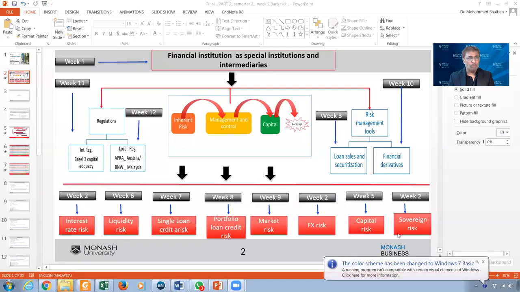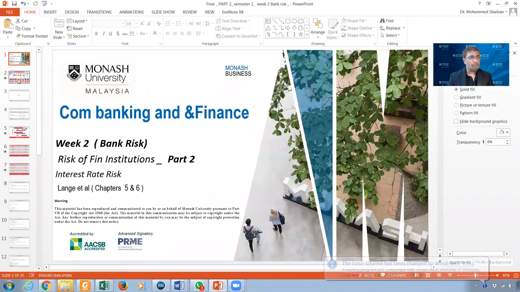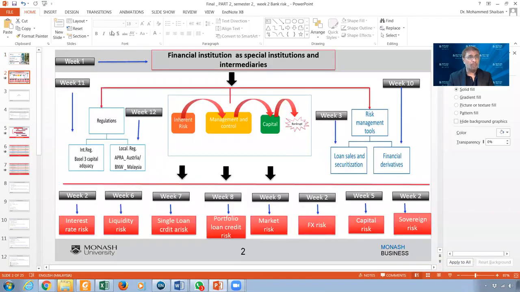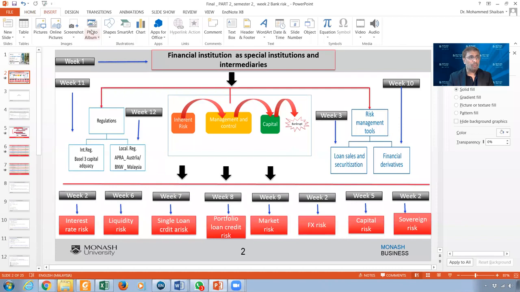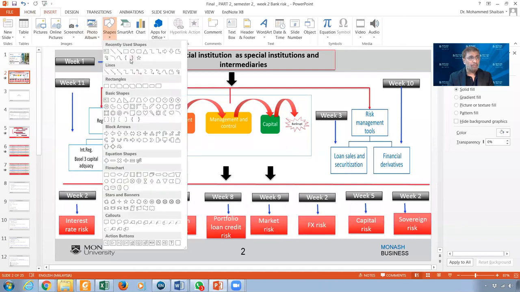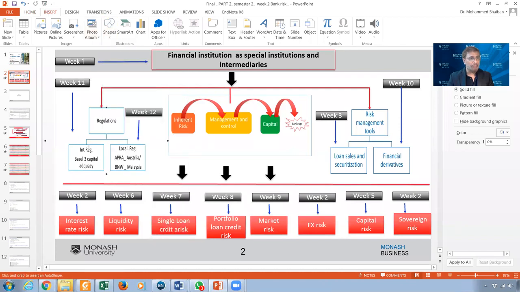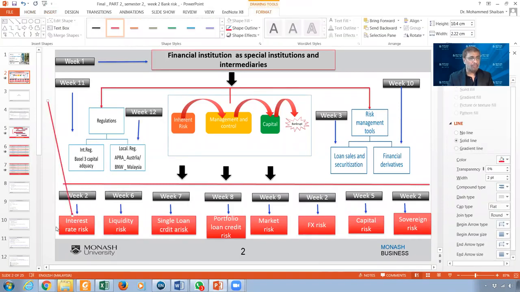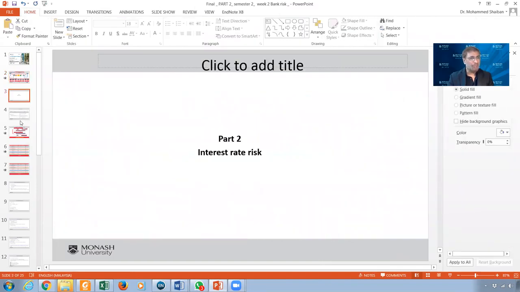Now, if you allow me, I will share my screen. This is over 20 slides. Hopefully we'll just, okay. So this is part 2. And again, I will remind you that today we are talking about this specific risk, interest rate risk, as part of our matrix of risks. So this is actually part 2.